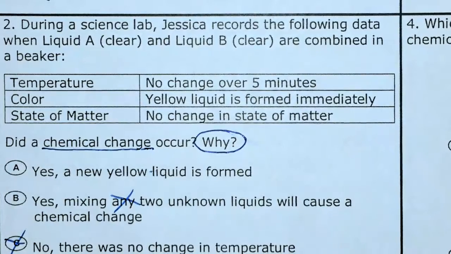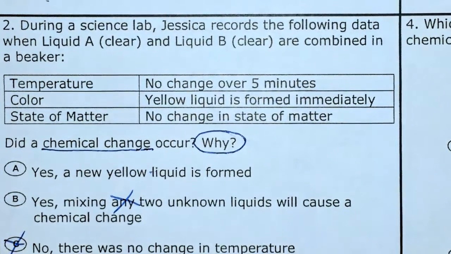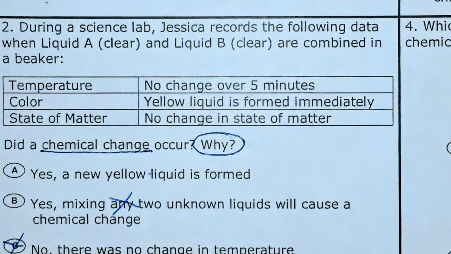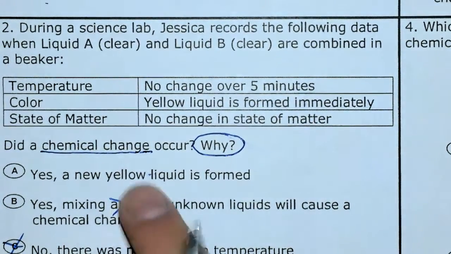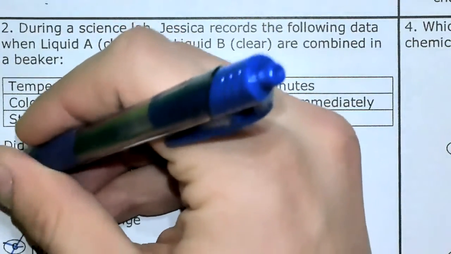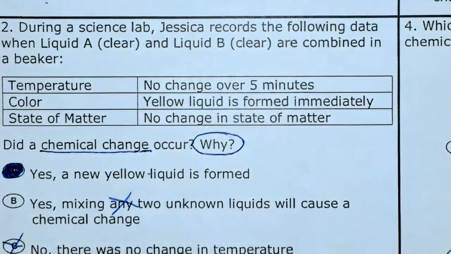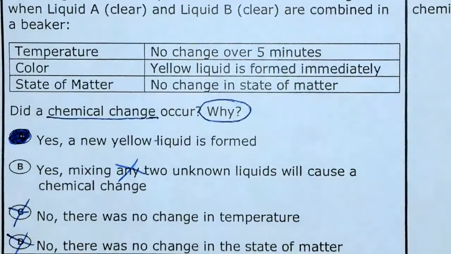Always remember, guys, look for multiple signs of a chemical change. If you only see one sign of a chemical change, you can't really be sure that a chemical change is taking place. But if you see multiple signs of a chemical change, you can guarantee it. All right, so our answer choice is A. Because of an unexpected color change. It turned yellow. Two clear liquids turning yellow. You wouldn't expect that. Okay.